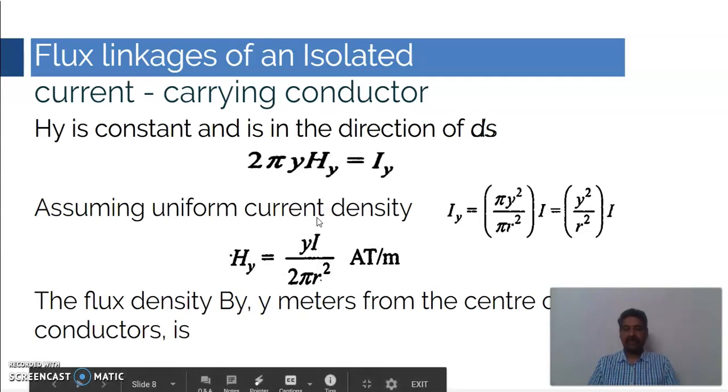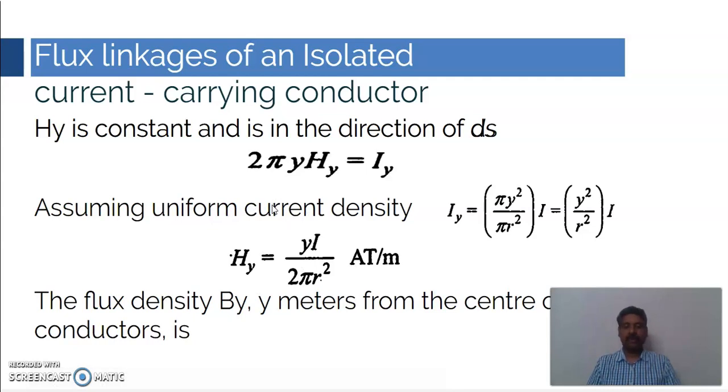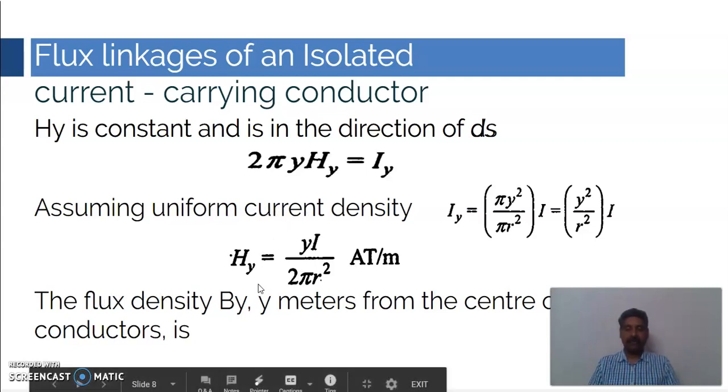Okay, so from this field intensity, you can also calculate the flux density. The flux density By at y meters from the center of the conductor is given by, we know the relation between field intensity and flux density, By is equal to mu, the permeability, times Hy. So the flux density at this point can be calculated as mu into Hy. If you substitute the equation for Hy in this, you will get mu into yI by 2 pi r square Weber per meter square. So this is the equation for flux density.